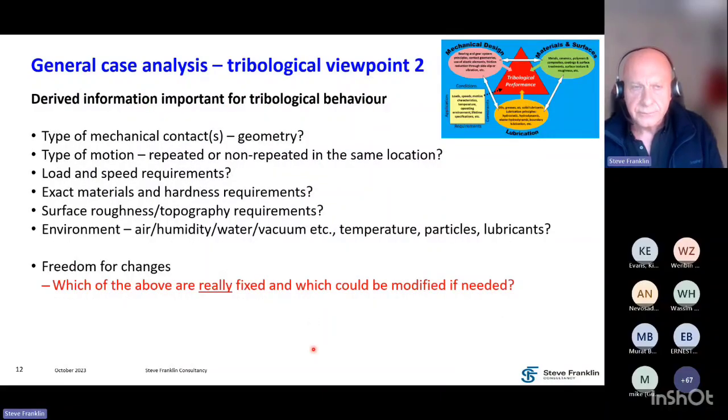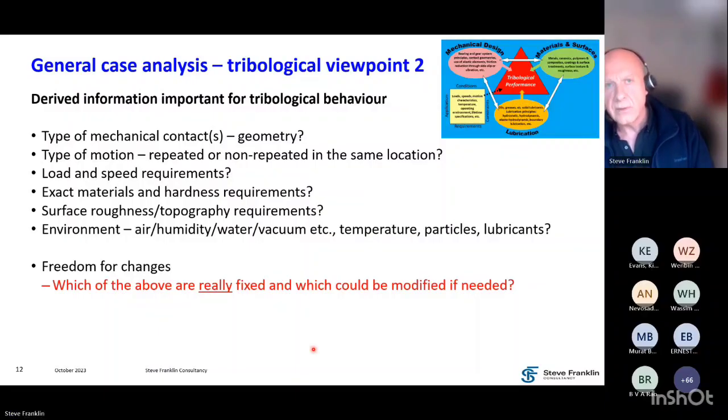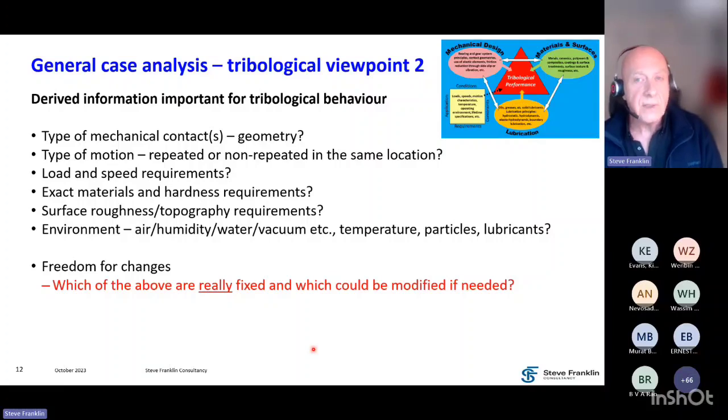And then secondly, the derived information that's always important if you want to analyze a tribological case are things like the type of mechanical contact. What is the geometry of that contact? Is it a simple ball on a flat, for example, as in a lot of tribological tests in the laboratory? Or is it a more complicated mechanical contact? A roller can have different geometries of a particular contact.